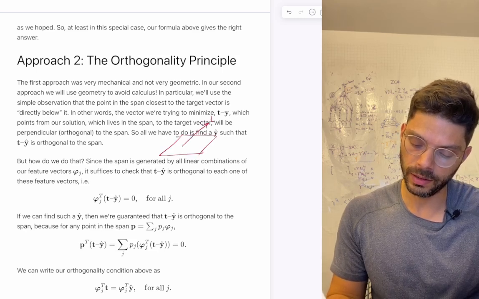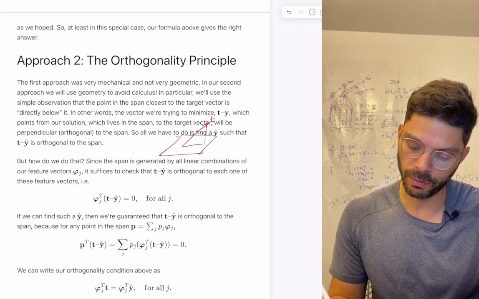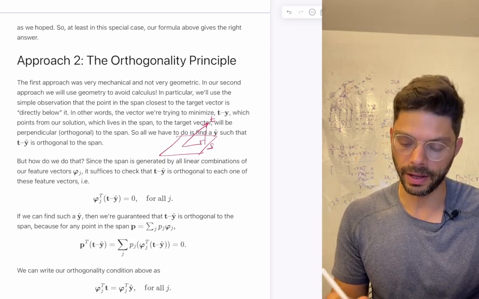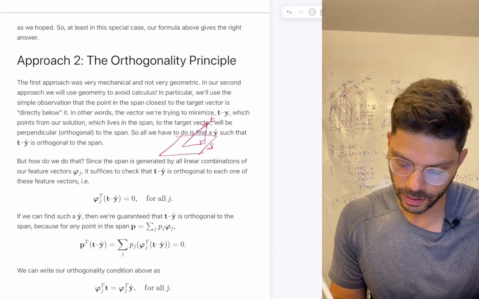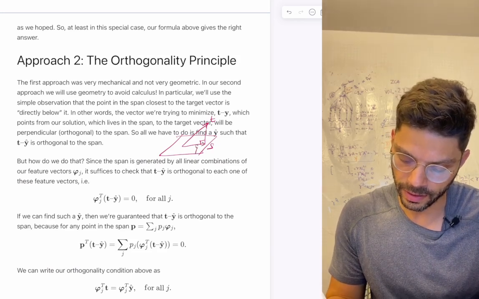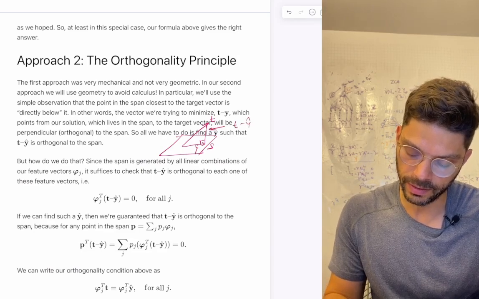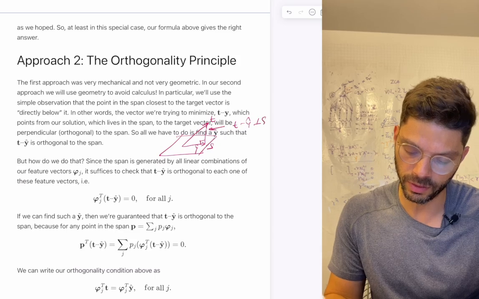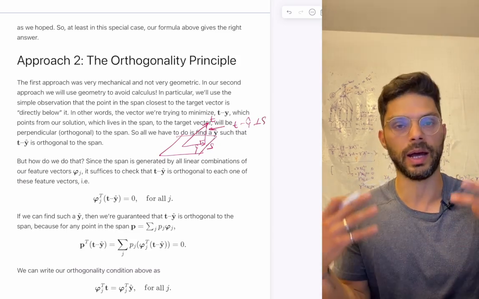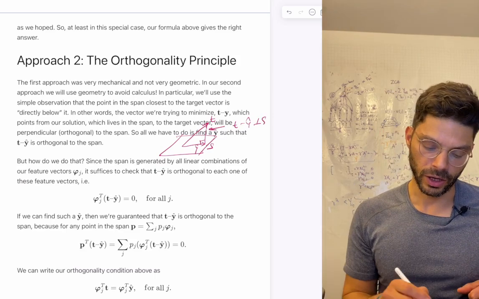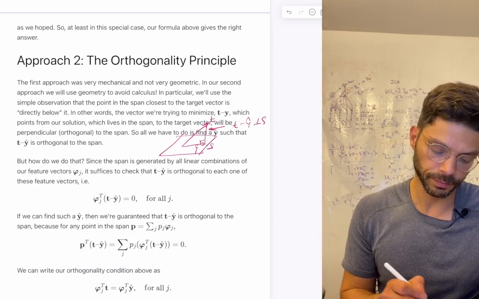Here is our point t, and the nearest point is going to be an orthogonal drop onto the span S. So this is going to be y hat, and this thing is going to be t minus y hat, and you can see that it's perpendicular to the span. That's going to be the idea that we're going to use here. Okay, so how do we find such a point?